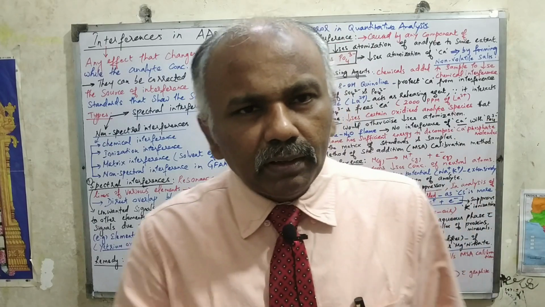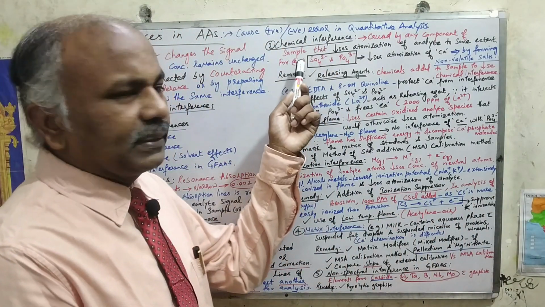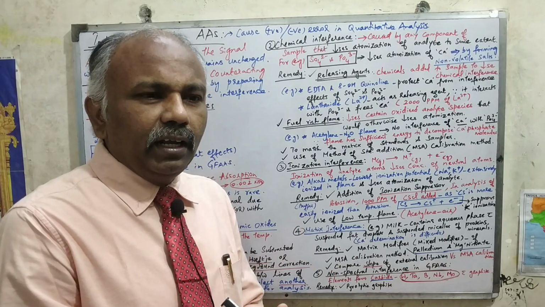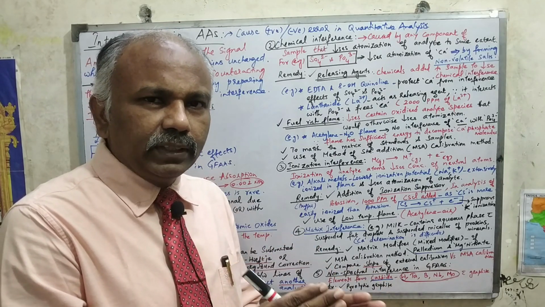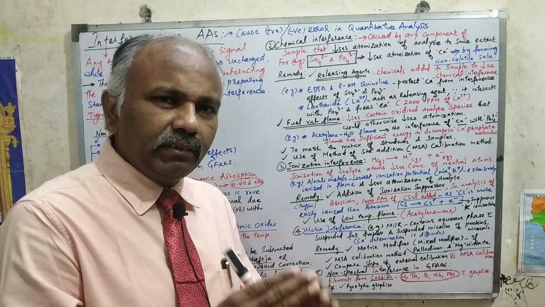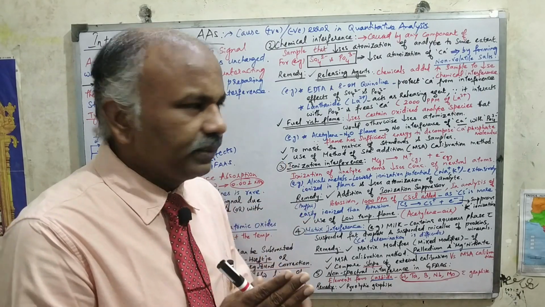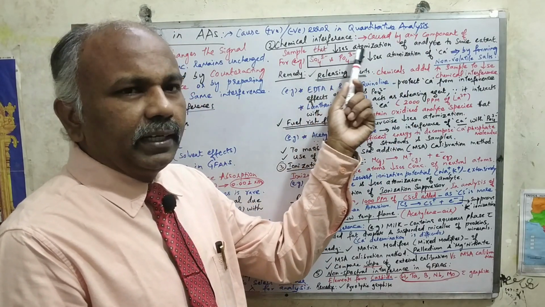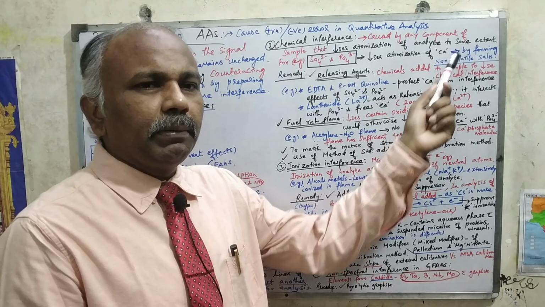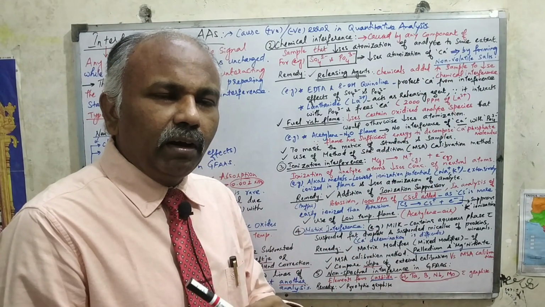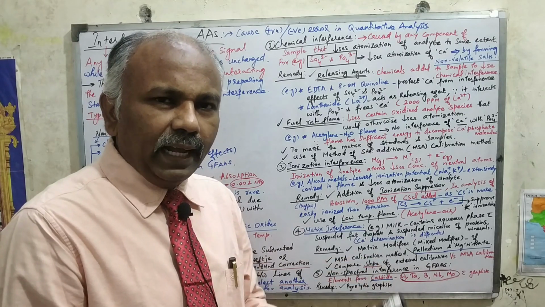The second important interference we are going to discuss is chemical interference. What is chemical interference? Any other chemical present along with your sample during analysis in the atomic absorption spectrometer will try to cause a lot of interference. So it is caused by any other component of the sample that decreases the atomization of the sample to some extent. Because of that, what problem are we getting? Atomization will not be proper. Okay, it will decrease the atomization.